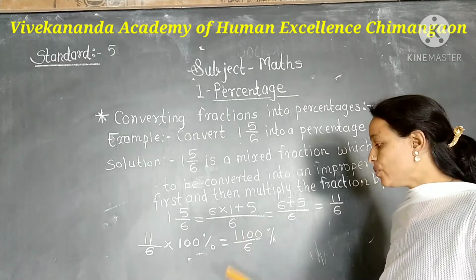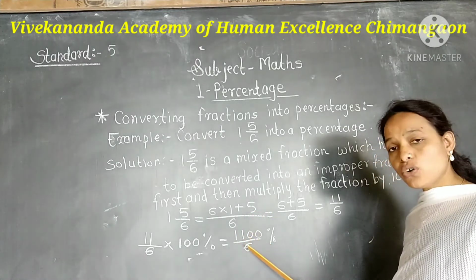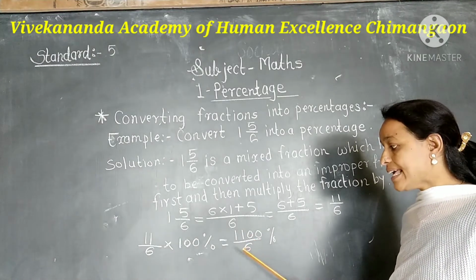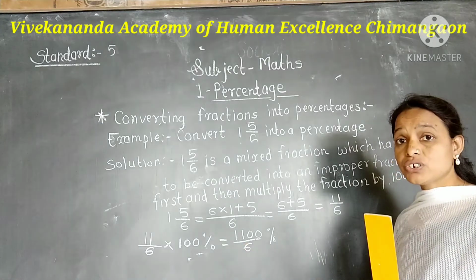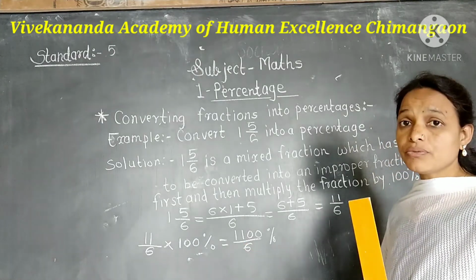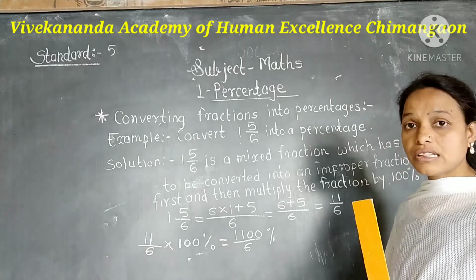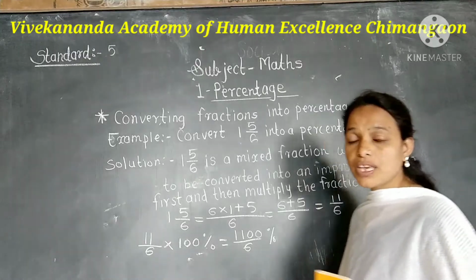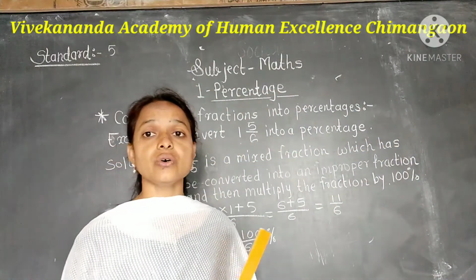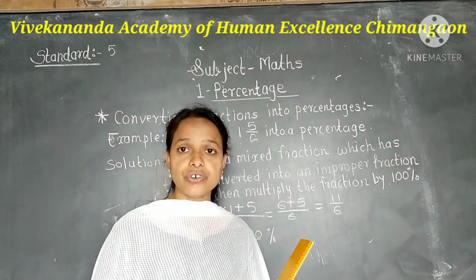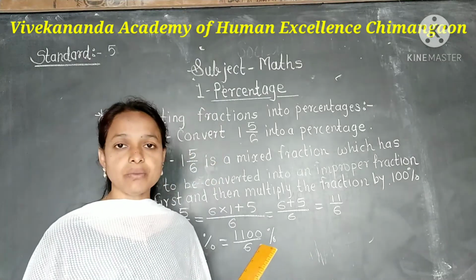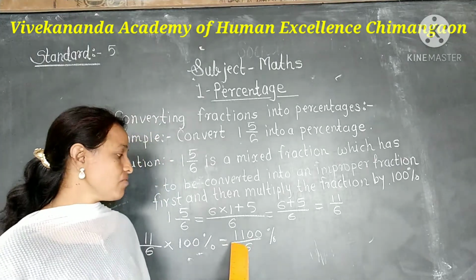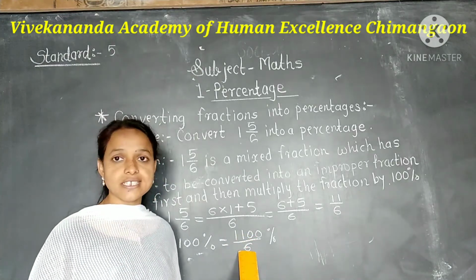Now first we have to divide numerator and denominator by their HCF. So 1100/6, its HCF is 2. First we have to reduce it into its lowest terms. See, 1100/6, we have to reduce it into its lowest terms. How to reduce it? By dividing numerator and denominator by its HCF. And the HCF of 1100 and 6 is 2.